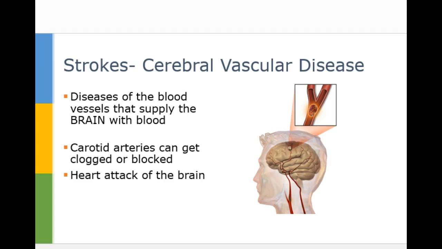So when we talk about strokes, or CVAs, it's basically when there is a disruption of the blood that supplies the brain, and those are usually initially in the carotid arteries. Some people call strokes a heart attack of the brain because it's similar in the fact that you have a reduction in blood supply, usually through a clot or through a narrowing of the artery.